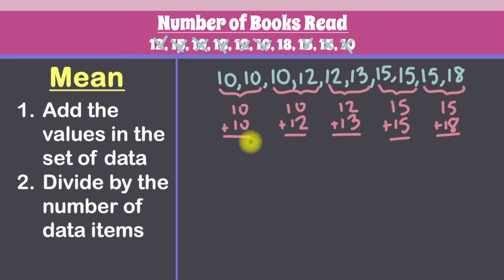Let's start here with 10 plus 10. And whenever you're adding numbers, you start in the right column. So we've got 0 plus 0, which is 0, and 1 plus 1, which is 2. Next, we've got 10 plus 12. So 0 plus 2 is 2, and 1 plus 1 is 2. So we're done with that one. Now we've got 12 plus 13. 2 plus 3 is 5, and 1 plus 1 is 2.